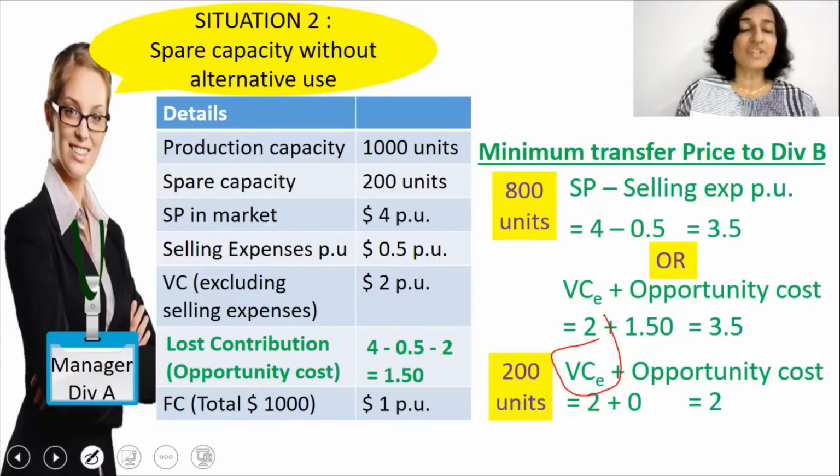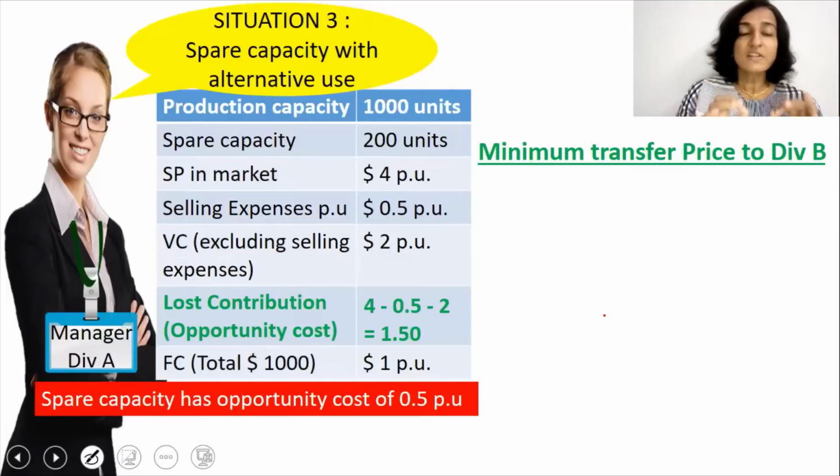Now moving to situation 3. Situation 3 is spare capacity. You do have spare capacity, but this spare capacity has got an alternative use. What do you mean by alternative use? Alternative use is if you are not able to sell in the market, then maybe you could sell it to the employees at a reduced price. So that is an alternative use of the product, right?